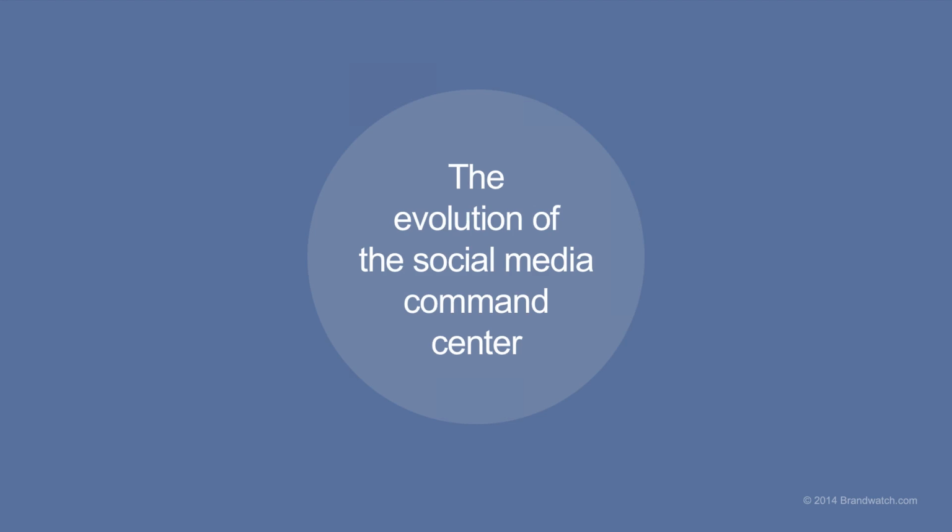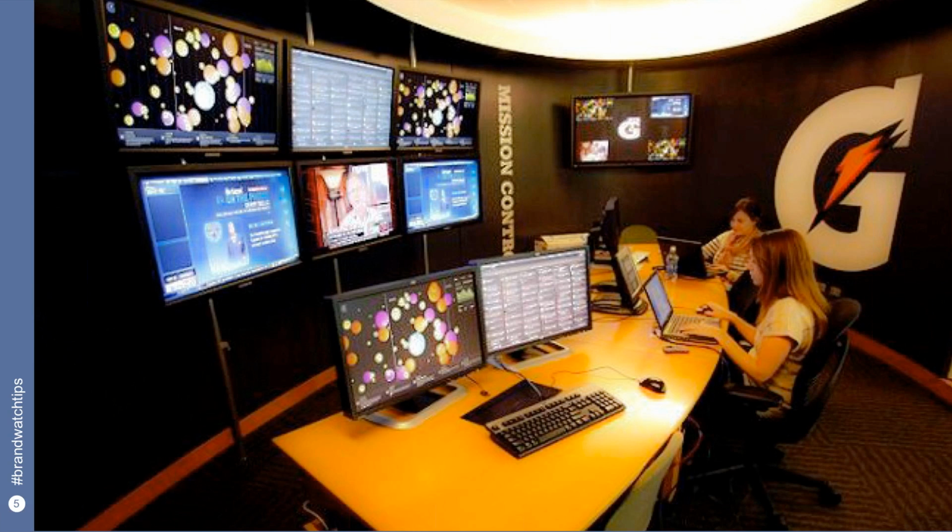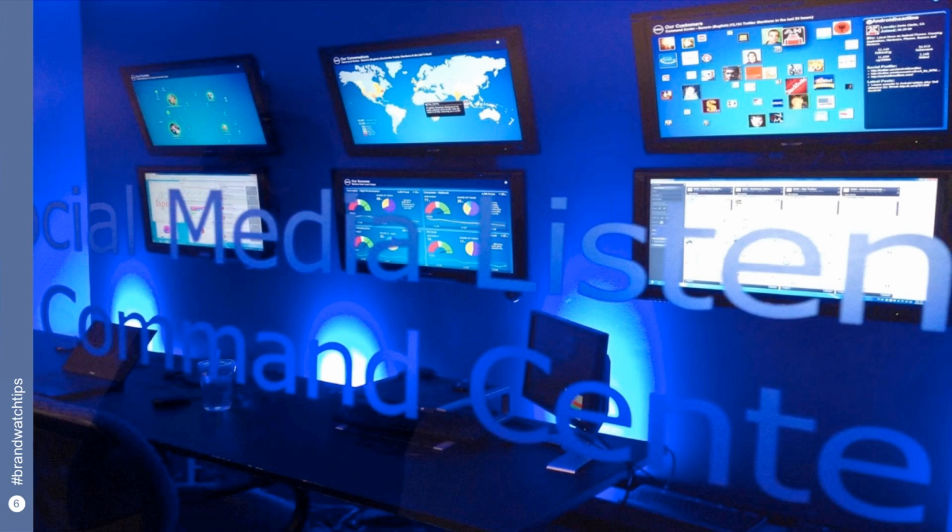So let's start off by talking about the evolution of the social media command center, and have a look at some of the better known examples. Most of you will probably recognize this from circa 2010, I believe. This is one of the more publicized command centers of its day, inside Gatorade. Another one that might ring some bells visually is this one, which is actually inside Dell over in Austin, their command center. They were really well known for being early adopters of social practice, and the command center was seen as a step on from that, moving it from the virtual to the physical inside the organization as well.